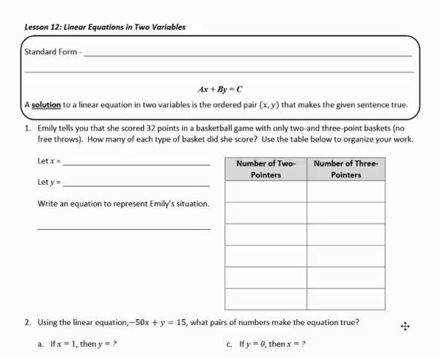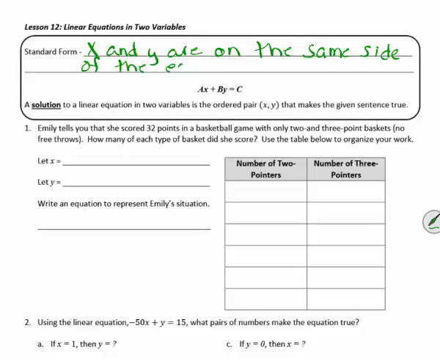All right, ladies and gentlemen, so yesterday we looked at writing equations in y equals kx form. Today we're going to look at a different form of the equation, and that's called standard form. Standard form is when x and y are on the same side of the equation, and they look like what we have here. So ax plus by equals c.